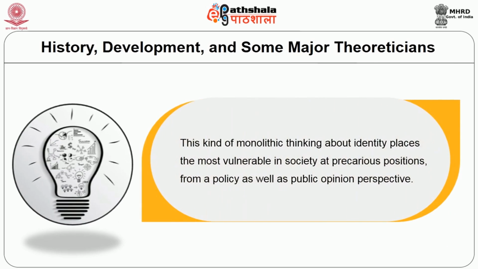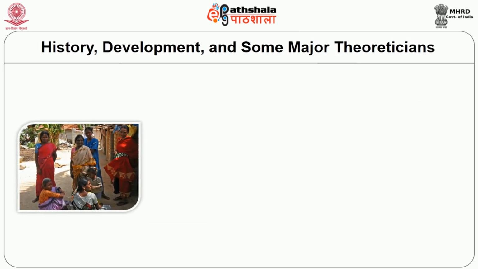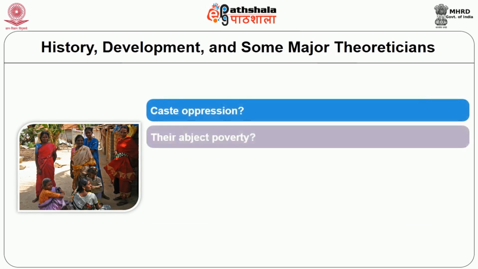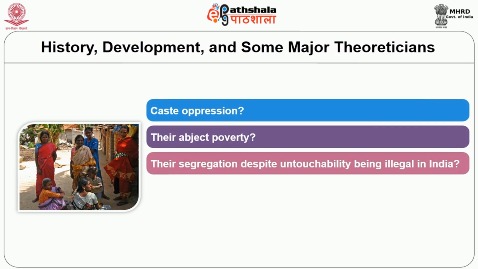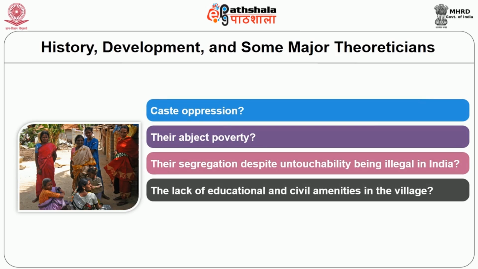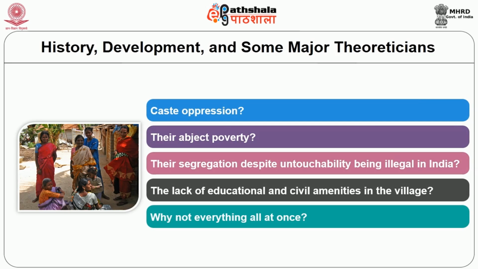This kind of monolithic thinking about identity places the most vulnerable in society in precarious positions from a policy as well as public opinion perspective. When you think about a poor village of mostly Dalit people, as an activist or a policy maker, will you focus on the village's caste oppression, their abject poverty, their segregation despite untouchability being illegal in India, the lack of educational and civil rights amenities in the village? Why not everything all at once?